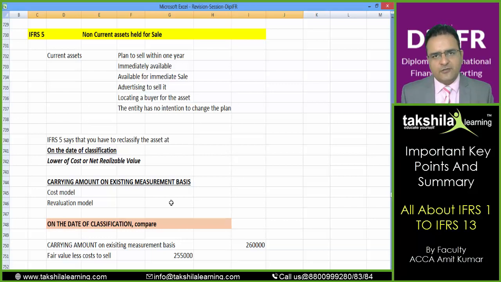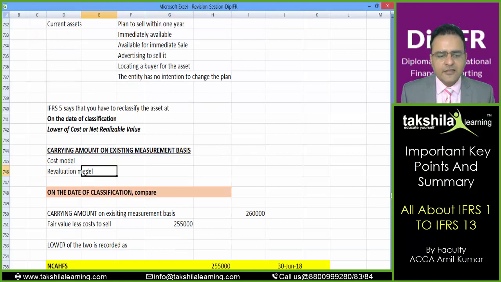Now, on the date of classification, the requirement of IFRS 5 is that you need to remeasure it on the existing measurement basis. Existing measurement basis means that it was being measured either at cost or at the revaluation model. Whatever was the case, if it was being measured at cost model, on the date of classification you need to remeasure it at cost model, which means charging depreciation till that date.